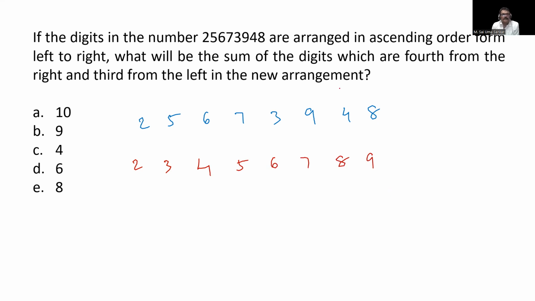Okay. Now, what is the sum of the digits from the fourth from the right? What is the fourth from the right? That is equal to 6. And next, third from the left. What is the third from the left? That is equal to 4. Now, what we required? We required the sum. What is the sum? 4 plus 6, that is equal to 10.